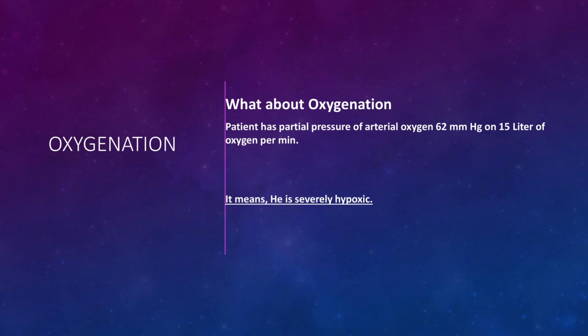But what about oxygen status? Though arterial partial pressure of oxygen is 62 millimeters of mercury, which in itself is sufficient to maintain oxygenation, considering the fact that this value is on 15 liters of oxygen means this patient is severely hypoxic, hence requiring oxygen to maintain adequate oxygenation.